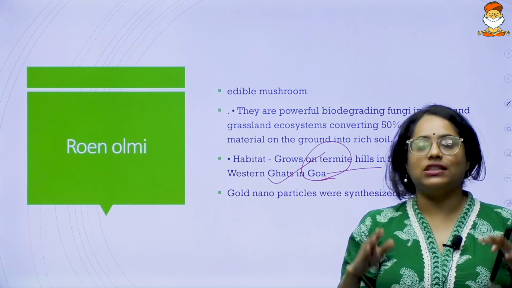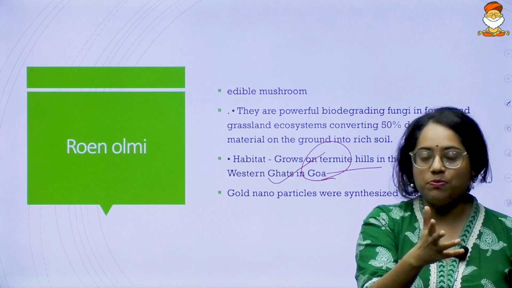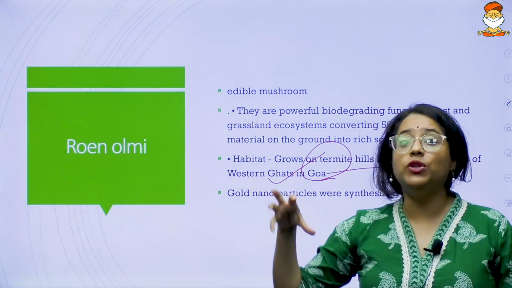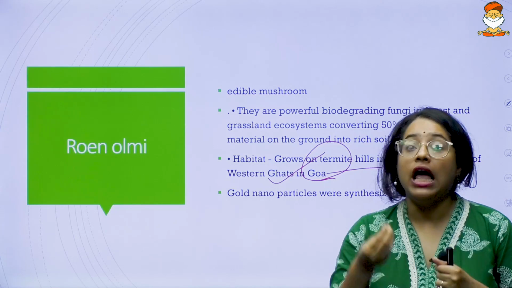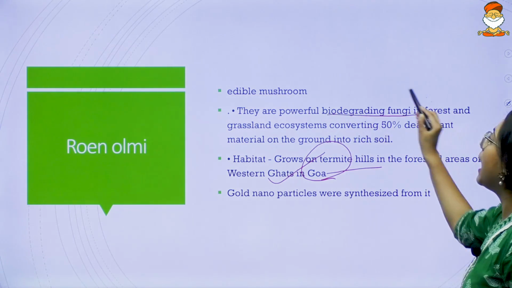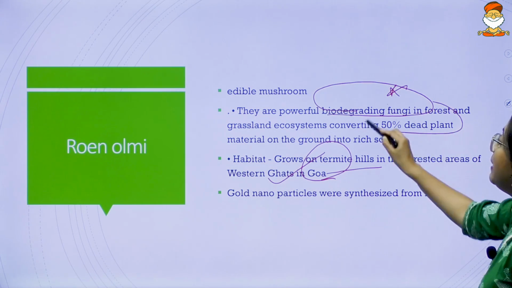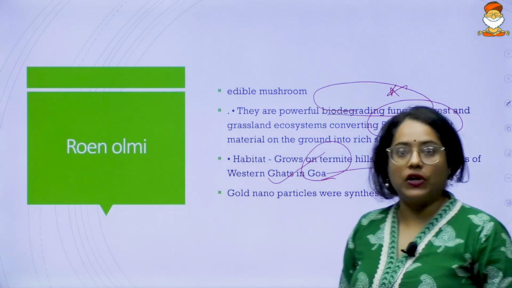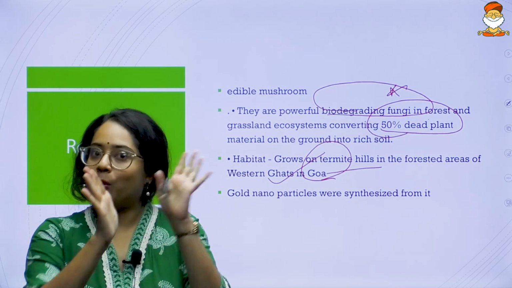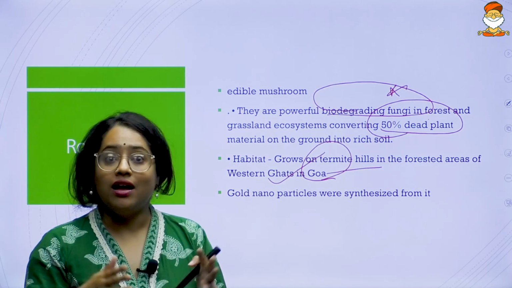Why is it important? It's important because this fungal species, as I have told you before, has the ability to absorb nutrients and so on from the soil. Now, this Royan Ali is a powerful biodegrading fungus. It converts almost 50% of the dead material on the ground into rich soil. So that is one very important thing. It's biodegrading like most of the other fungal species.